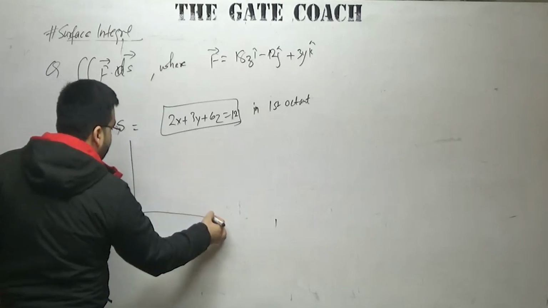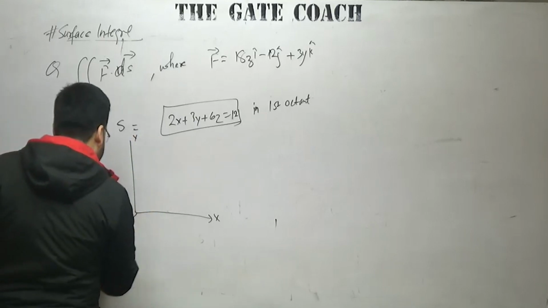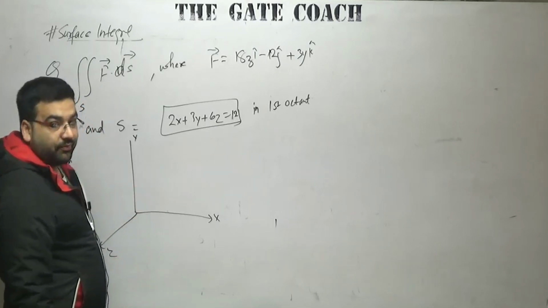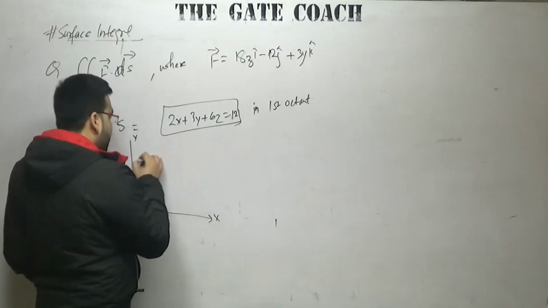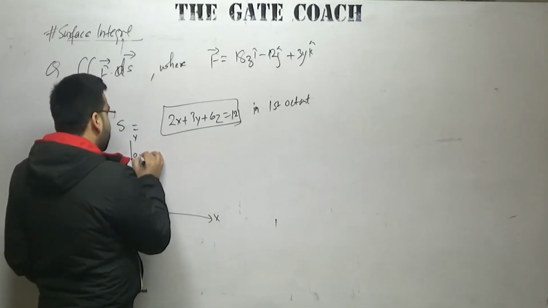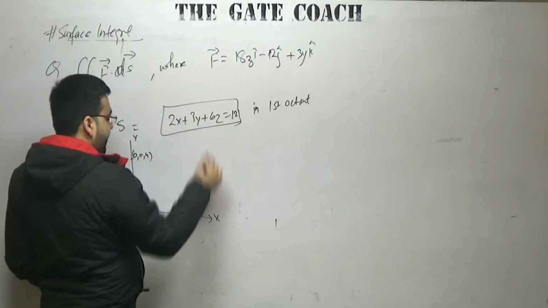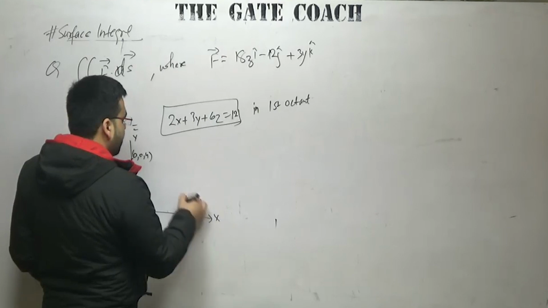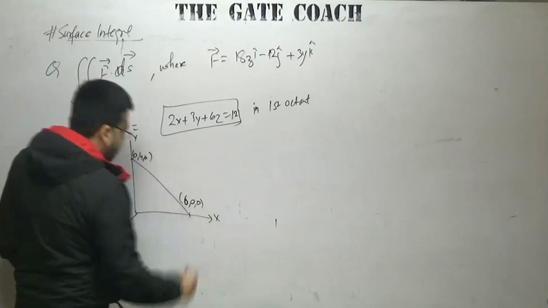Now what is the first octant? Let us say this is my x, this is my y, and this is my z here. In the xy plane, you put z equal to 0. If you put z equal to 0, you will get 2x plus 3y is equal to 12. It will be a straight line here. If you put x equal to 0, y is 4, so this point will be 0, 4, 0. Put y equal to 0, x equals 6, so 6, 0, 0. It will be a straight line like this.